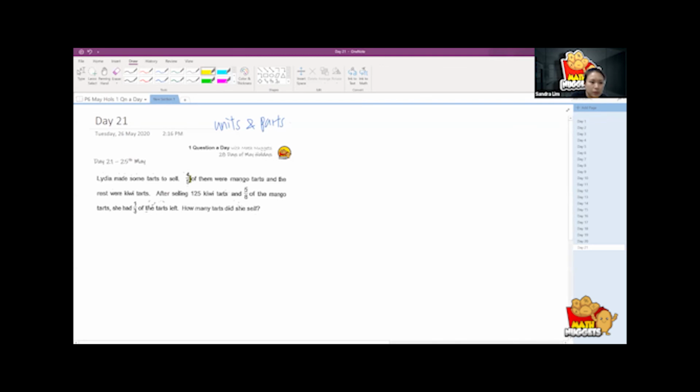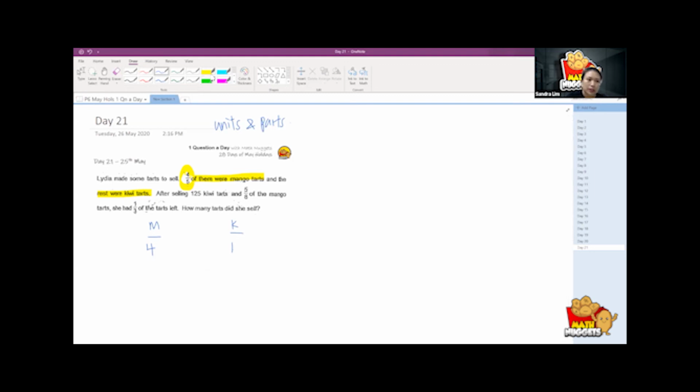Okay, so at the beginning, we know that 4/5 of them were mango tarts and the rest were kiwi tarts. So I'm just going to list down the information. We have mango and kiwi. So mango, I can start it off with 4, right? Because 4/5 of them were mango means, then the rest kiwi tarts means 1/5, right? Would be kiwi, so I write 1.